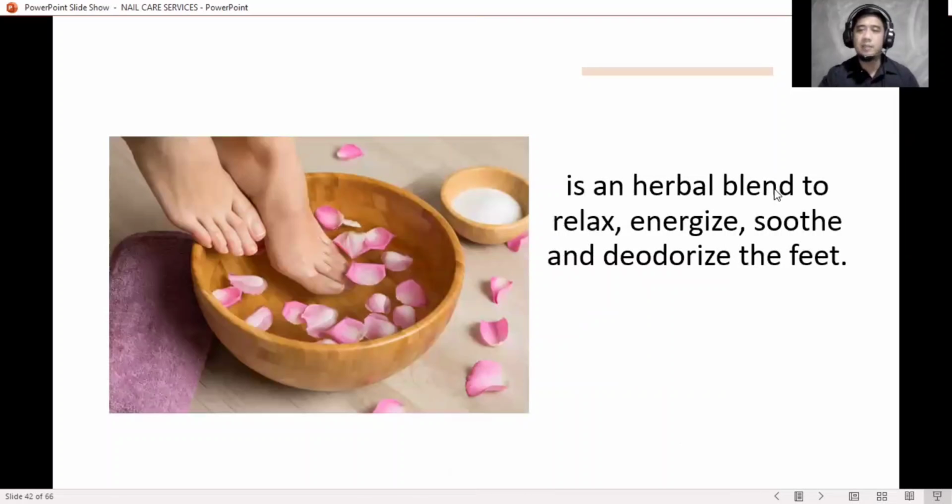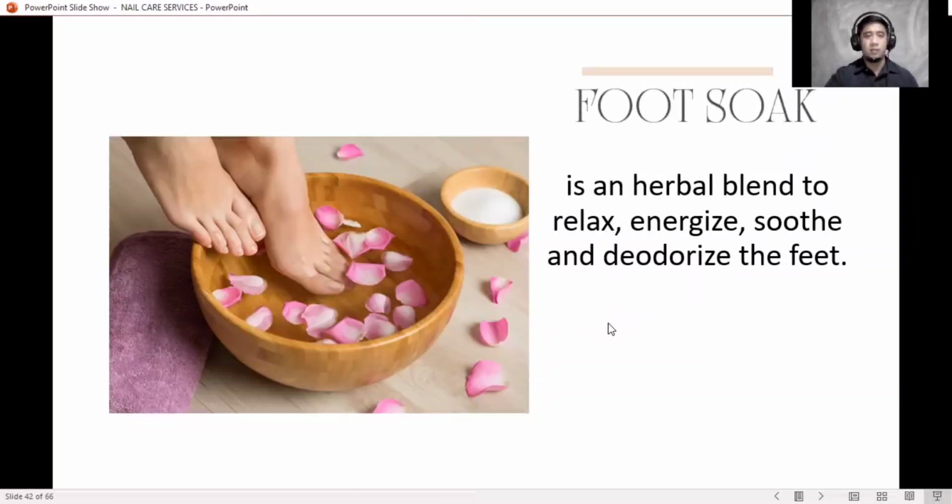Next is an herbal blend to relax and energize, soothe, and deodorize the feet. Okay, we call it foot soak. So foot soak because binababad po natin ang ating mga paa dito. Okay, with a mixture of this mga herbal products, kaya yung mga dahon-dahon or mga bulaklak.